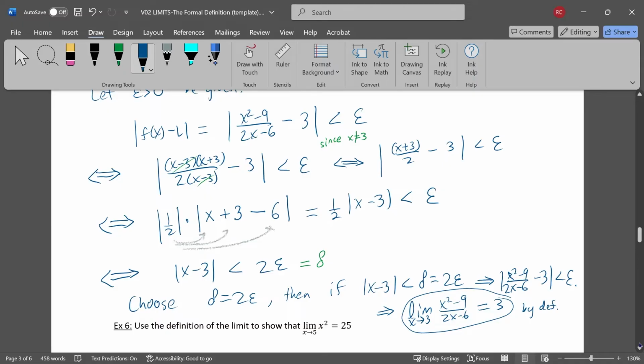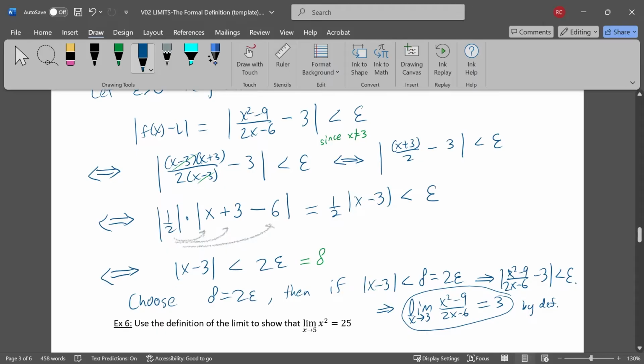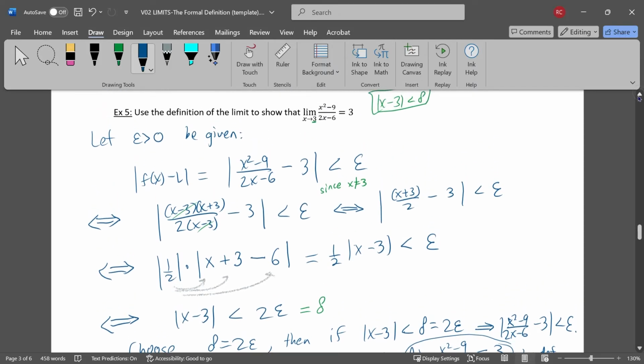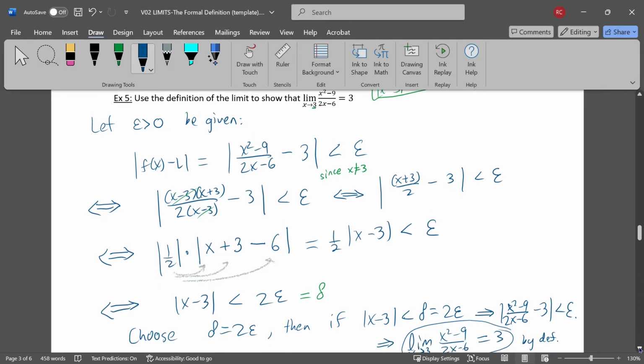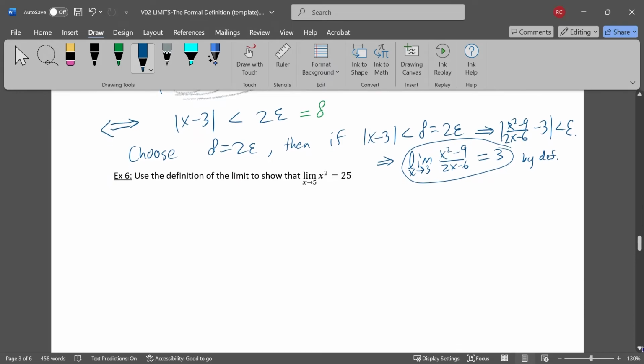So hopefully what we see in this one is that this example was super similar to the first example we did like this. The only difference was we had to factor and cancel first. Now we're going to look at a squared function that we cannot factor and cancel first. Well, we can factor, but we can't cancel. What do I mean? Well, we want to use the definition of limit to show that the limit as x approaches 5 of x squared is 25.